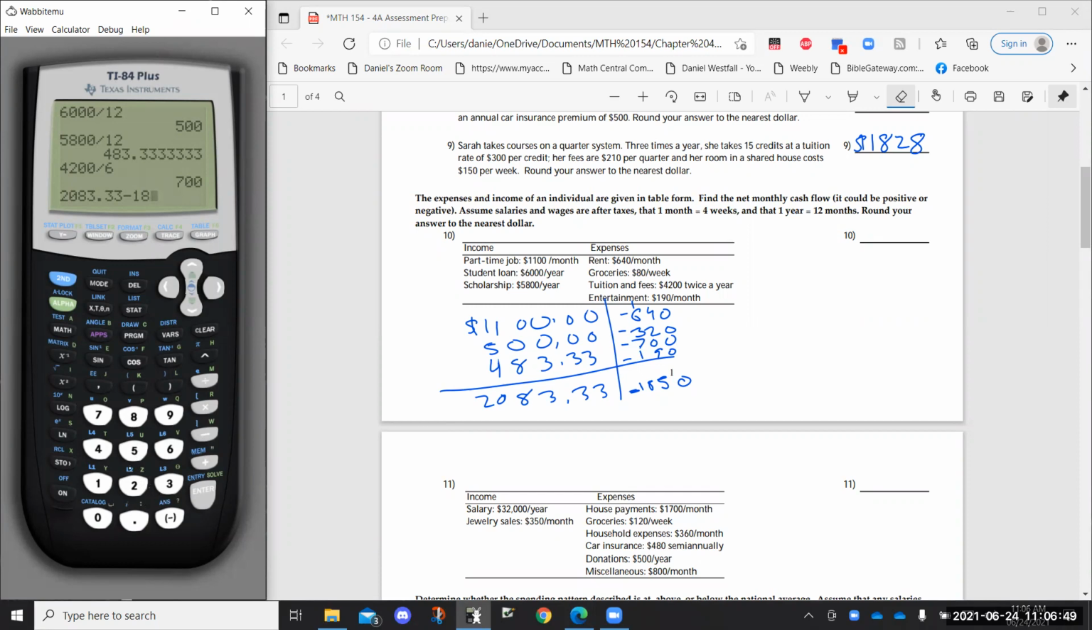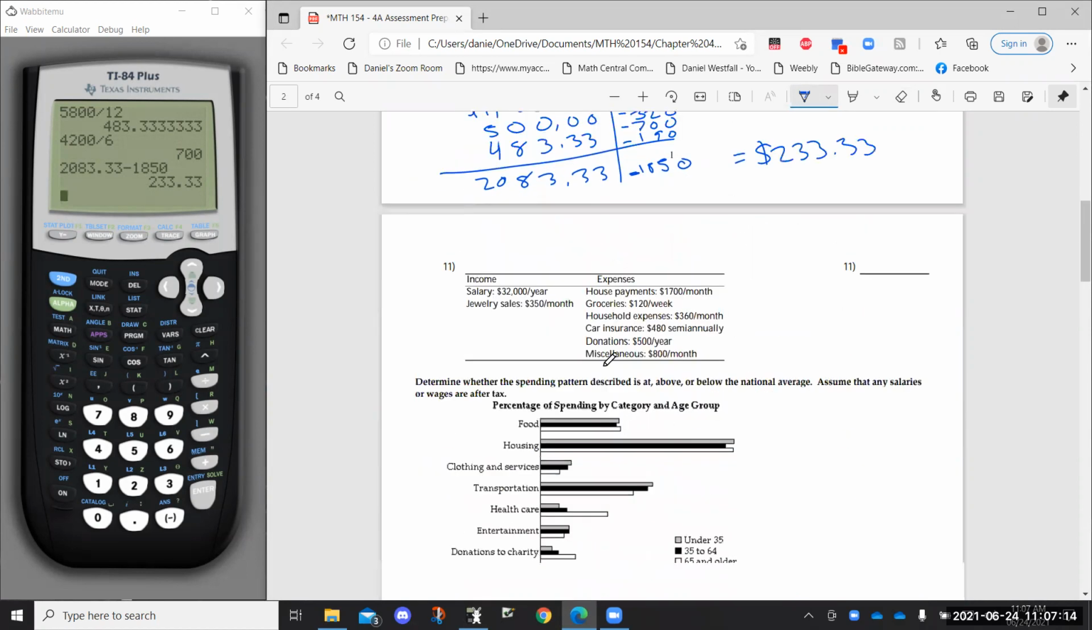1850, and that should be the difference of a positive $233.33. It says round to the nearest dollar, so it should be $233. Let's move on to number 11.